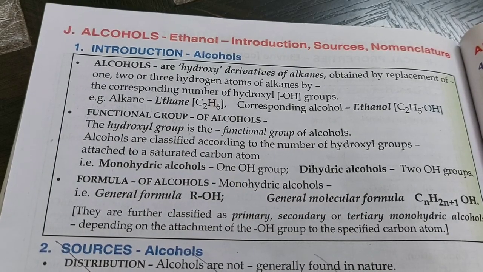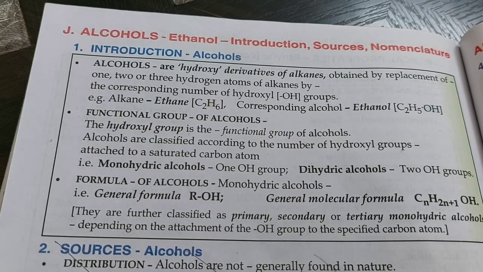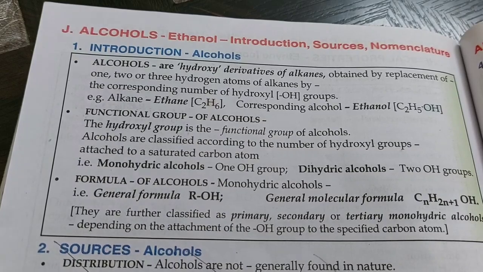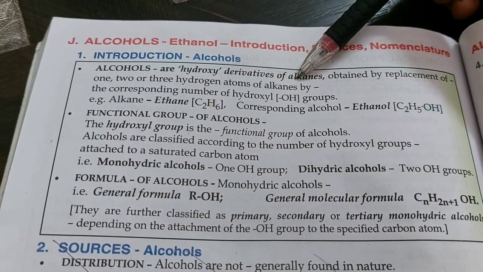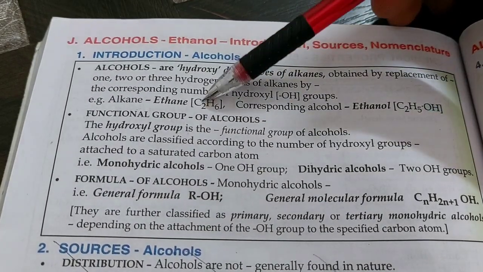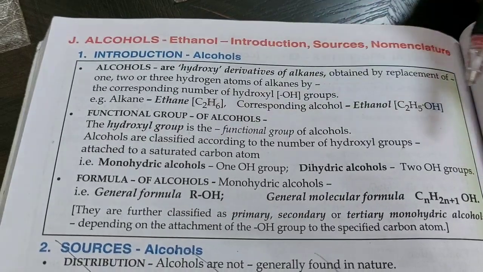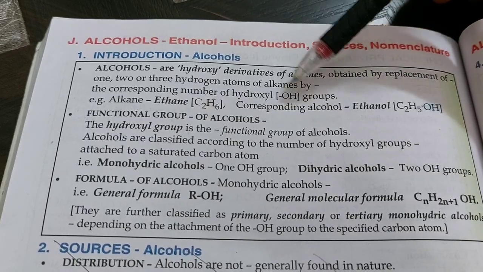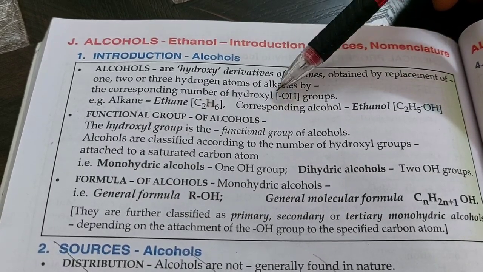Let's study 10th standard ICSE chemistry, chapter 8, organic chemistry, part 3, alcohols and carboxylic acids. Alcohols are hydroxy derivatives of alkanes. That means from an alkane, if you replace the hydrogen with the hydroxyl group, OH, then it becomes an alcohol. So OH, that is hydroxyl, is the functional group of all alcohols.